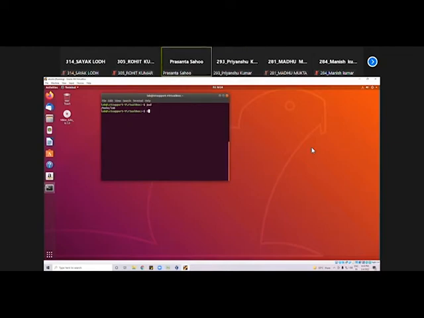Then mkdir. The command is mkdir. That means make directory. I have written it on the screen. Look at the screen. Yes, sir. You can increase the font size.